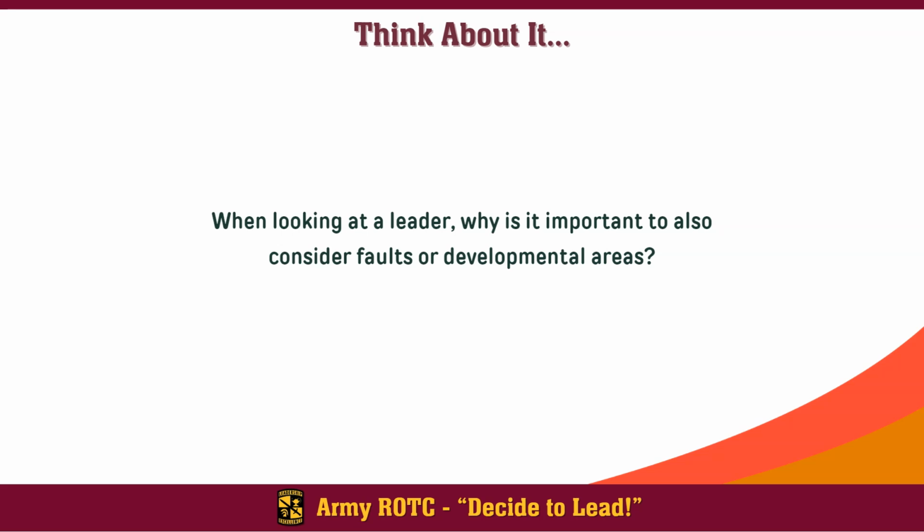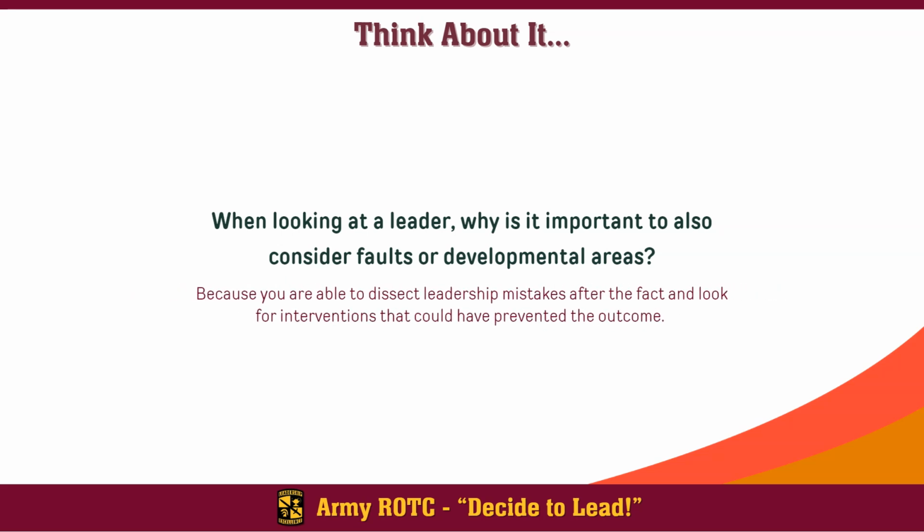So when you're looking at a leader, why do you think it's also important to consider their faults or their developmental areas? Remember, I said think about things that they could improve on. Well, because by doing that, you're able to dissect leadership mistakes after the fact, and then you can look for interventions that could have prevented that outcome. Taking that a step further, if we can find the fix afterward, take the after action review or the AAR that we do, we take those lessons learned and apply them to future problems that may look the same, so we already have a fix in place, or we can prevent a mistake from happening altogether.